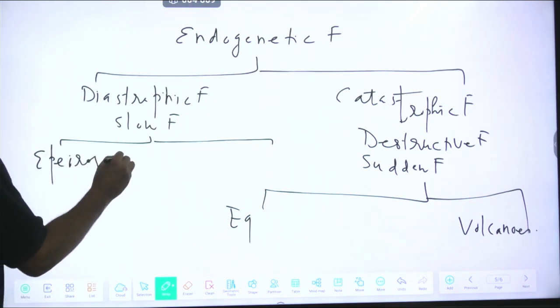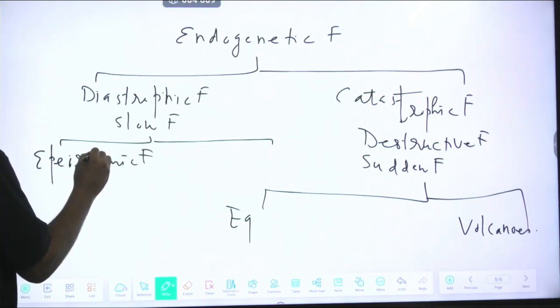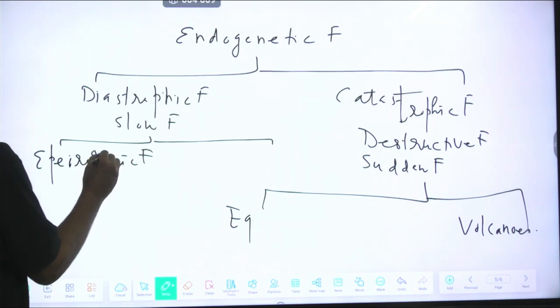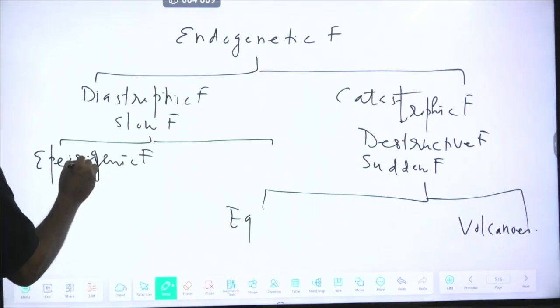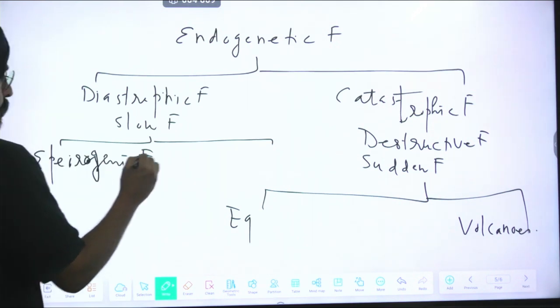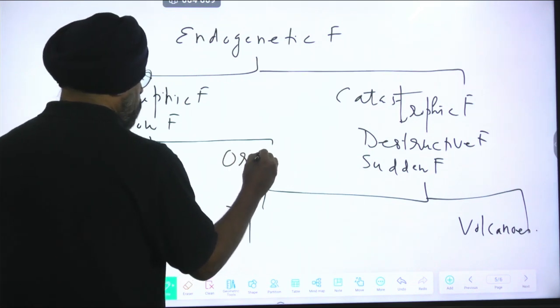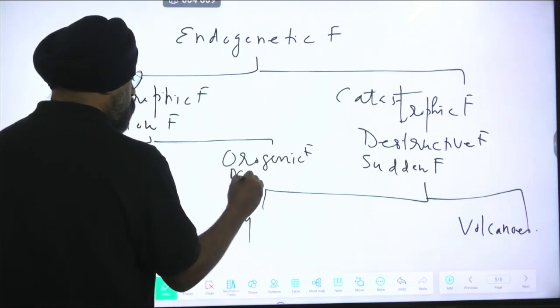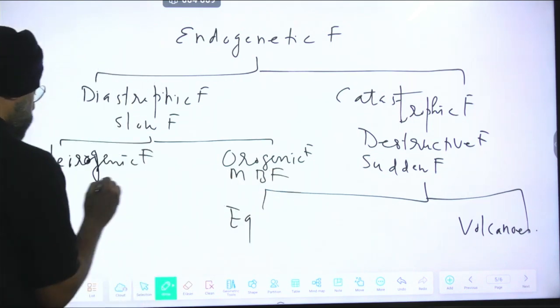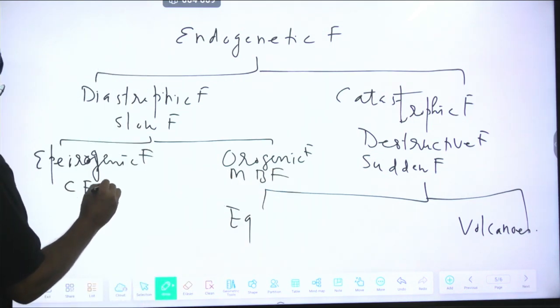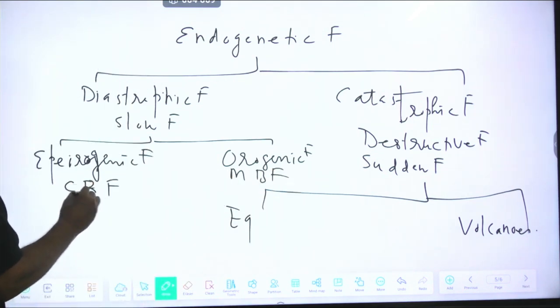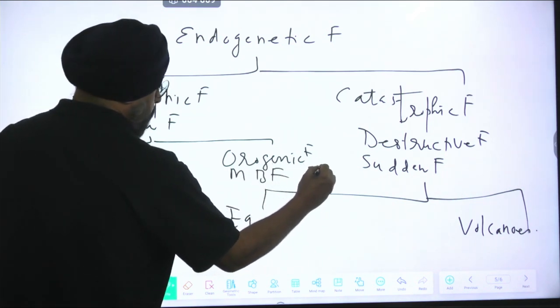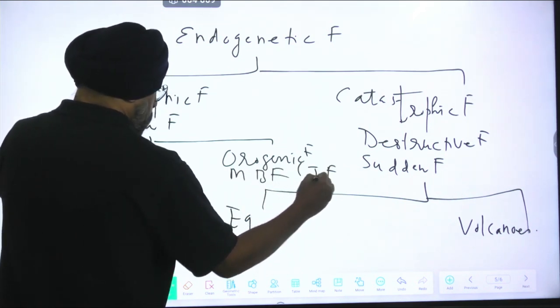Epeirogenic forces, and orogenic forces. These are called mountain building forces. These are called continental building forces. These are called radial forces. And these are called tangential forces.